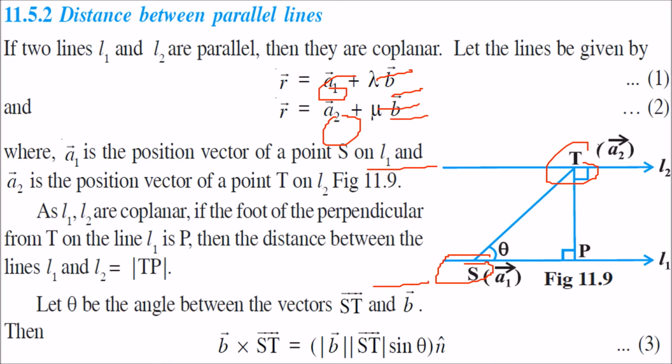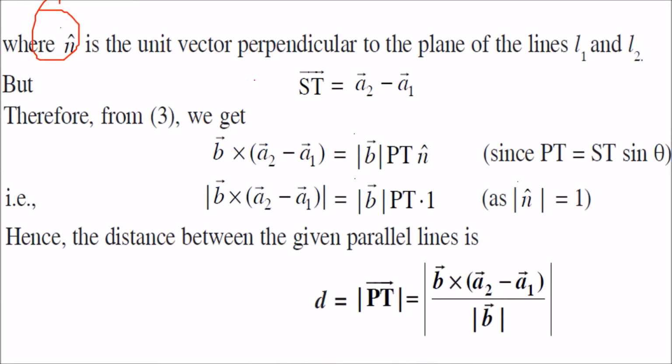So this L1 and L2, now they are coplanar, and the foot of the perpendicular from T on the line L1 is P. So the distance between L1 and L2 is what? This will be simply again the projection of ST on TP. So if theta is the angle between ST and B, just take the cross product of B and ST, which will be B into ST sine theta n cap. So let us find out the n cap. This n cap is a unit vector which is perpendicular to both L1 and L2.